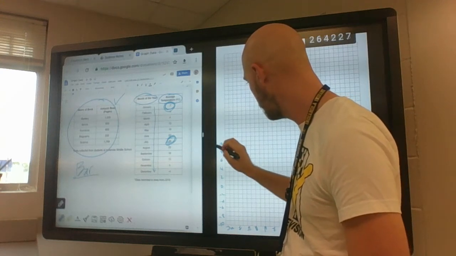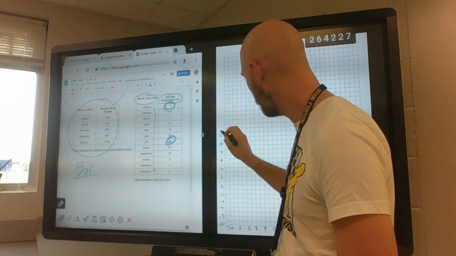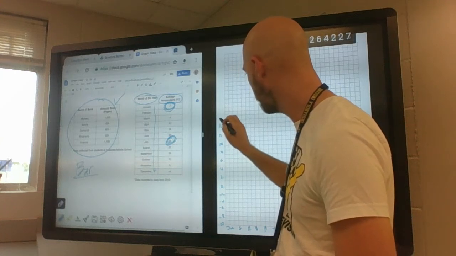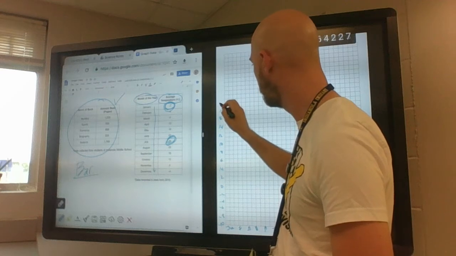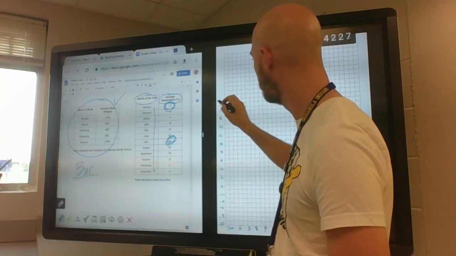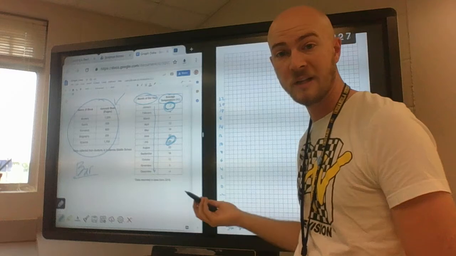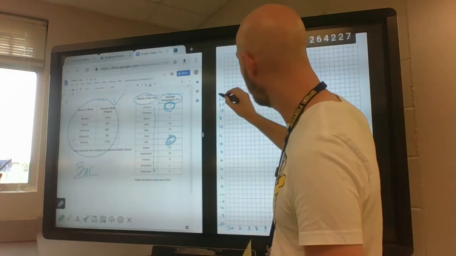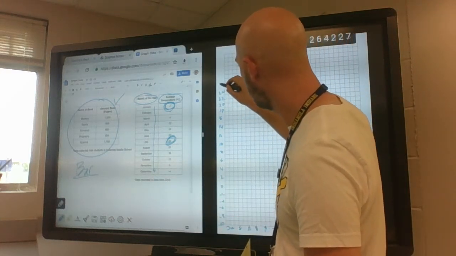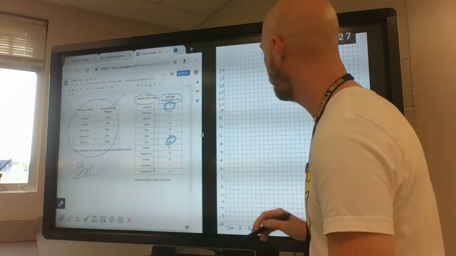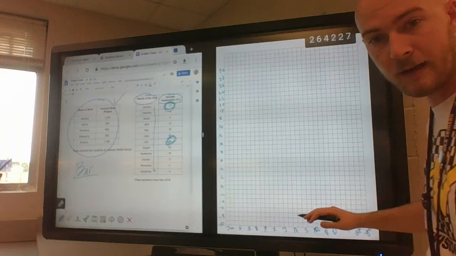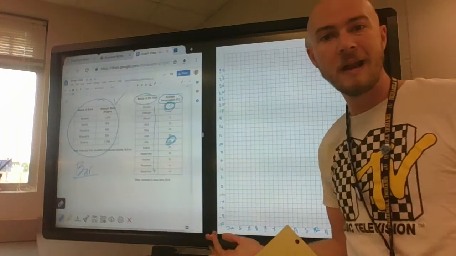10, 12, 14, 16, 18, 20, 22. Remember, I've got to go up to 26 at least, so I'll probably go up to 30. 22, 24, 26, 28, and 30. Perfect. So now I have my x-axis, my y-axis, and now I need a label.